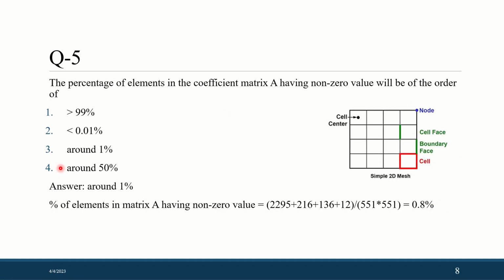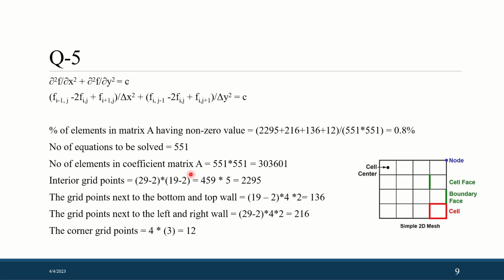So the answer to this problem is around 1 percentage. It is not greater than 99 percentage or less than 0.01 percentage. It is around 1 percentage, so that is the right answer. The answer is 0.8 percentage. So around 1 percentage of the coefficient matrix would be having non-zero values. So yeah, I hope this is clear.